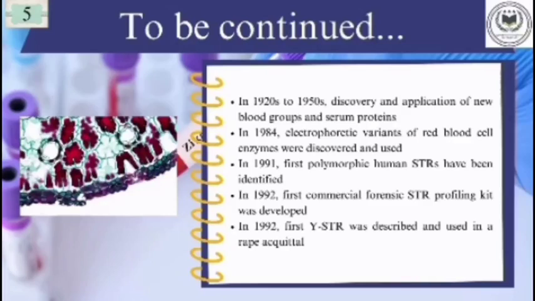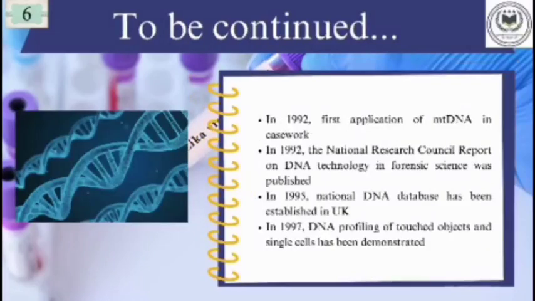And in 1992, the first commercial forensic short tandem repeat profiling kit was developed. Again in 1992, the first Y-STR, that means the short tandem repeat found on the Y chromosome, mainly in male individuals, was described and used in a rape accusatory case. Next, in 1992, the first application of mitochondrial DNA in casework. Mitochondrial DNA was discovered by Margit Nass and Sylvan Nass in 1963. It was found in eukaryotic cells. Mitochondrial DNA is transferred from mother to children and is also known as the Eve gene.